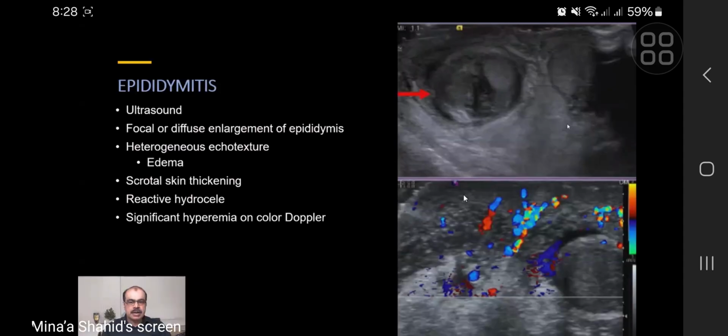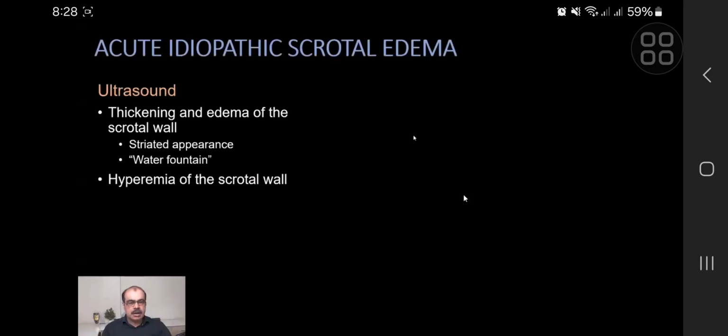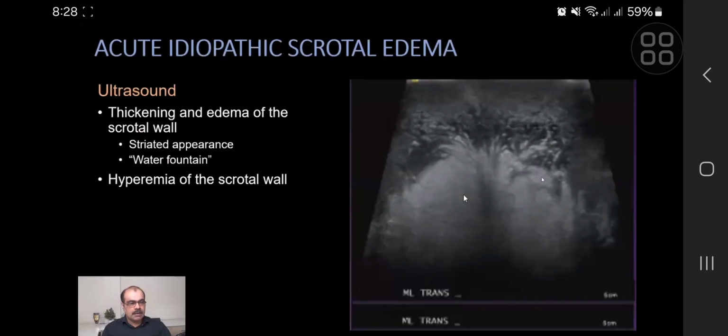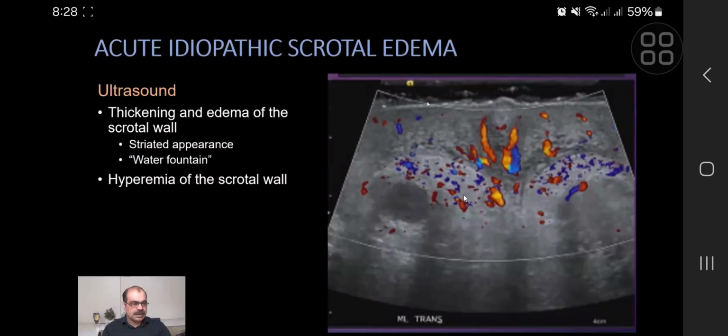Then we come to the last of these testicular or scrotal problems, and that is acute idiopathic scrotal edema. There is an increased vascular flow with a water fountain sort of appearance. You see diffuse thickening of the scrotal wall, extensive edema, and a pattern of blood flow extending and showing a water fountain type appearance. This is again a self-limiting condition, and you don't need much intervention. It will resolve on its own, as it is just hyperemia of the scrotal wall.